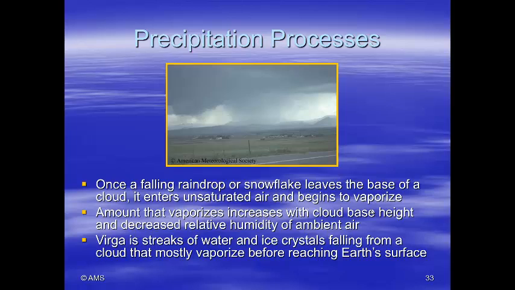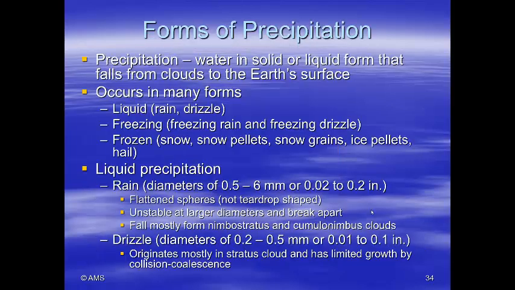These are known as virga, streaks of water and ice crystals falling from a cloud, and once again they mostly vaporize before they ever reach the Earth's surface. When we look at the precipitation that makes it to the Earth's surface, it can form in many forms. So we can have liquid, that's either rain or drizzle, freezing rain and freezing drizzle, or frozen. So we have snow, snow pellets, snow grains, ice pellets, and hail.